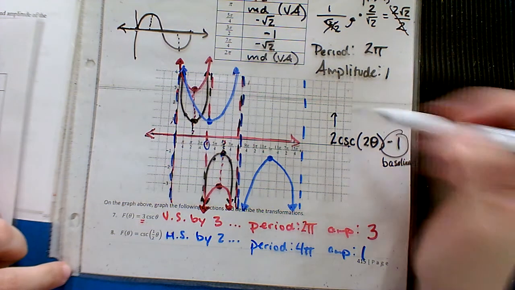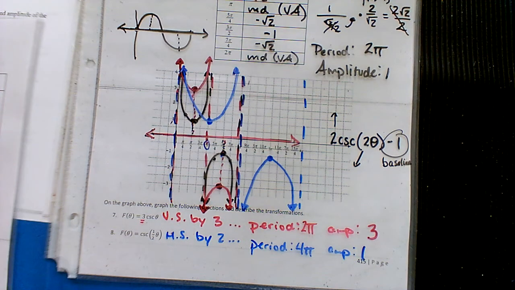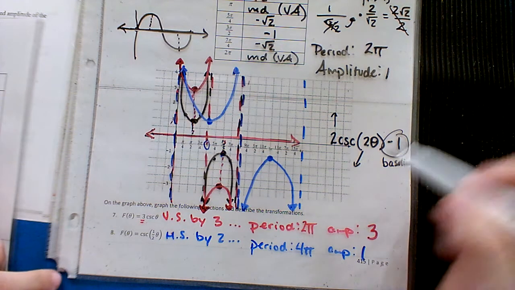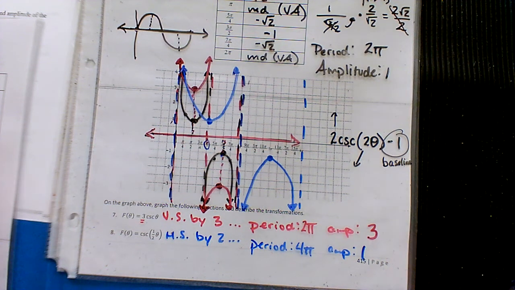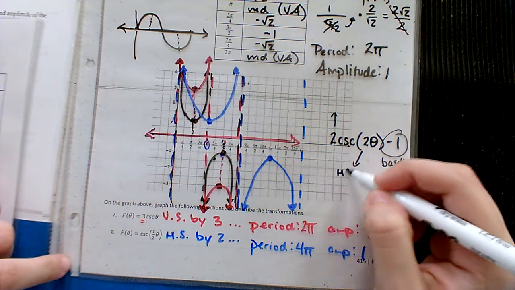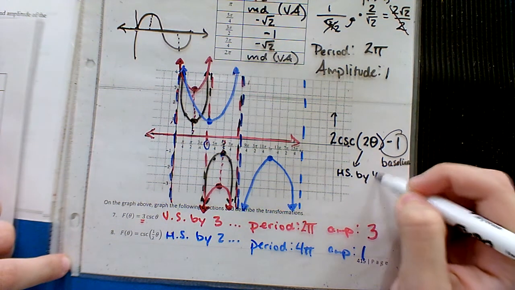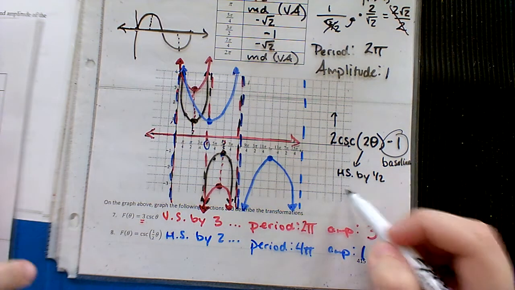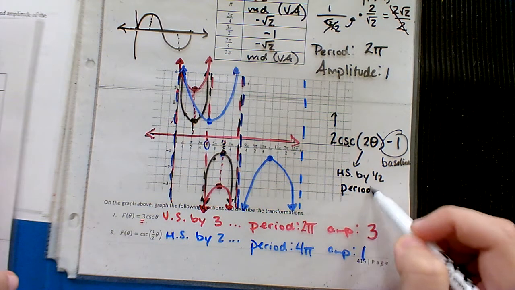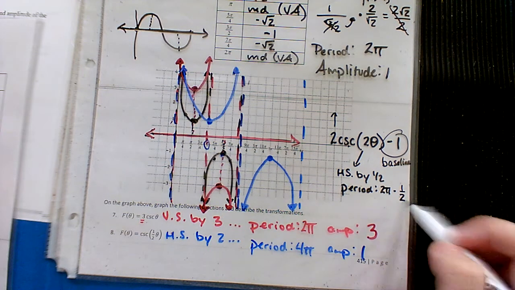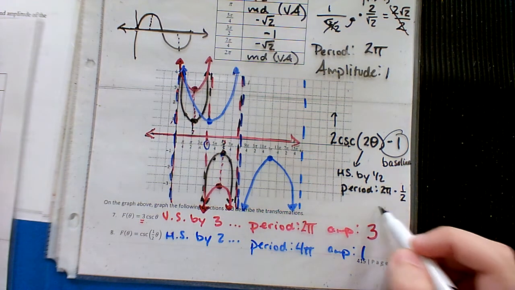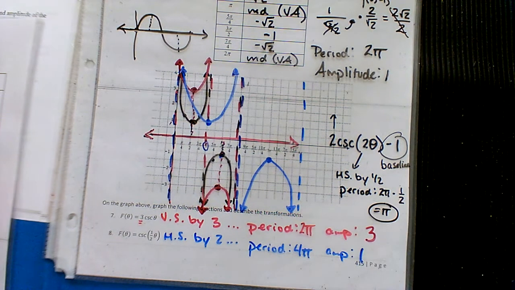What about the 2 out front and the 2 on the inside? Yeah. The 2 on the inside, wouldn't it now be pi over 2? Because you have to multiply. We got to multiply by what? You would multiply it by 1/2. By 1/2. Okay, so this is affecting your period. If your original period is 2 pi, and we multiply it by 1/2, it would just be pi. So your new period is pi.